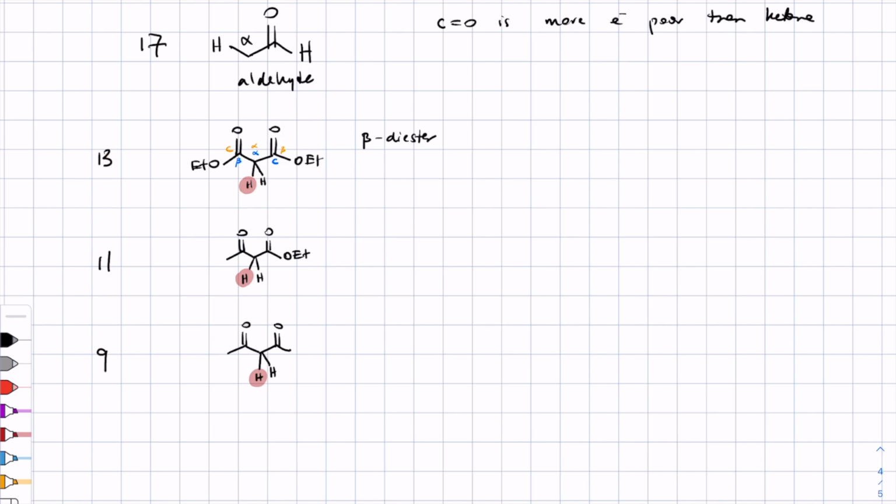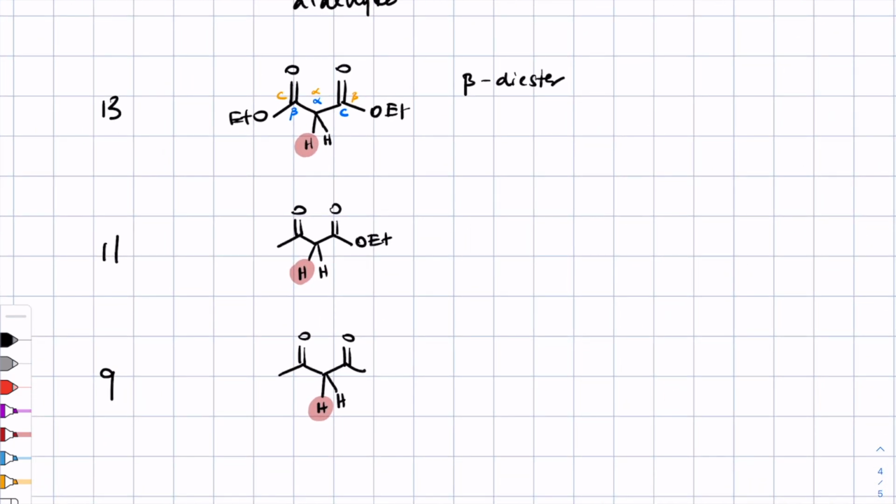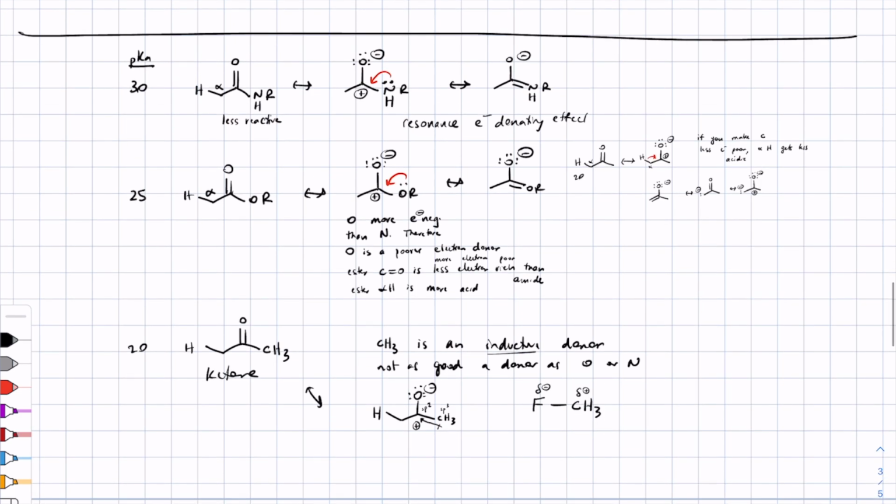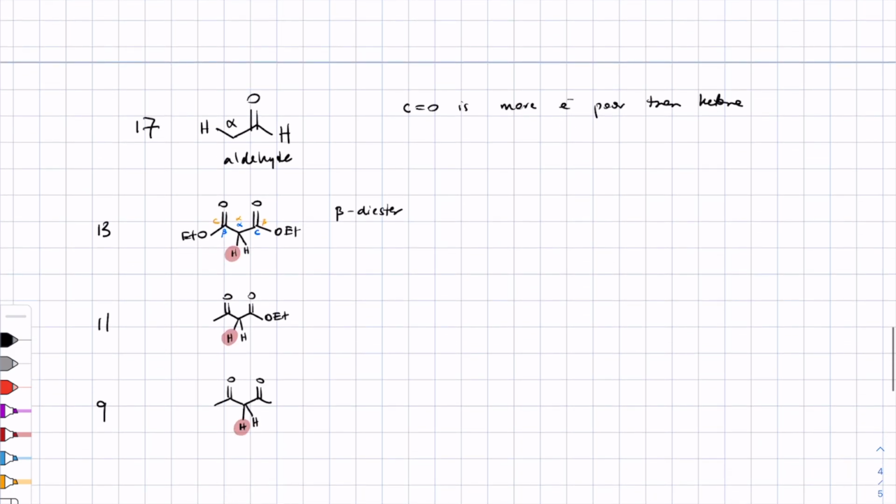The reason the pKa's are ranked like this, notice that it tracks with what we already know for alpha proton acidity. Protons alpha to esters are less acidic than protons alpha to ketones. So as we replace one of the esters from this beta diester with a ketone, we get more acidic. We replace the other one with a ketone, we get correspondingly more acidic.